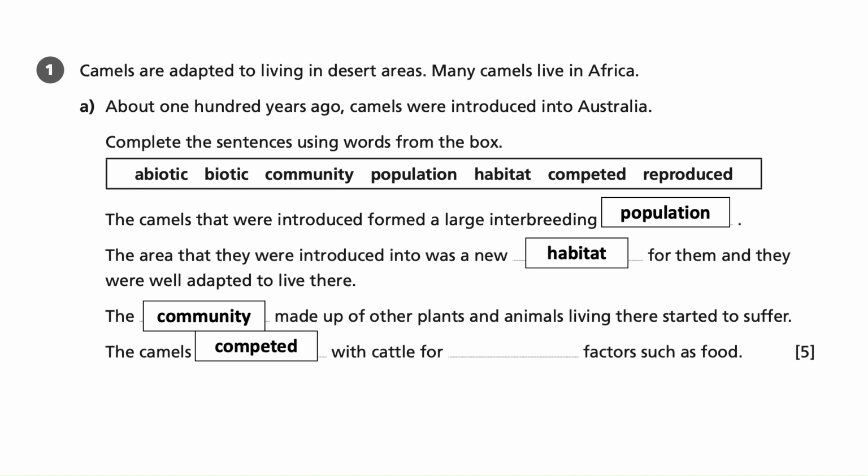The camels competed with cattle for biotic factors such as food. Biotic factors means biological related things, living things. So in this case, food would be an example of a biotic factor, whereas the climate or the weather would be an example of an abiotic factor, a non-living thing. So those 5 correct words score the 5 marks available for this question.